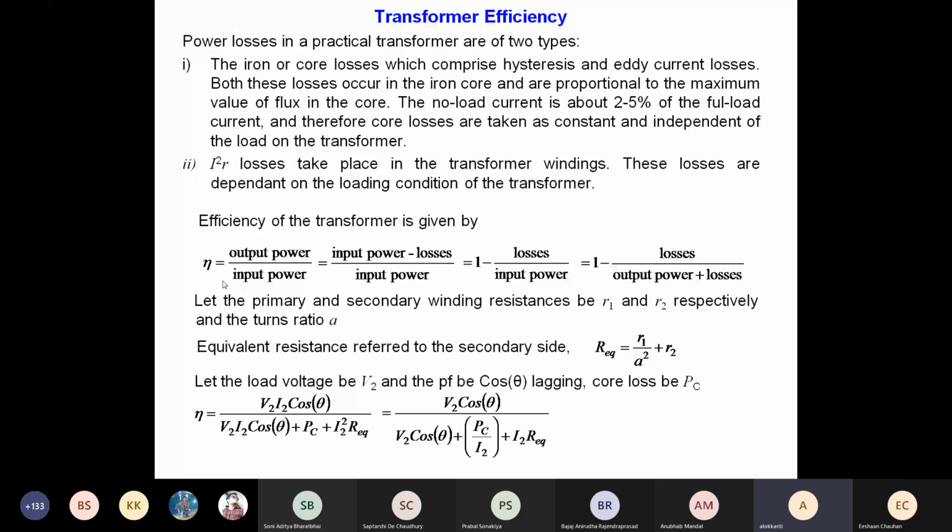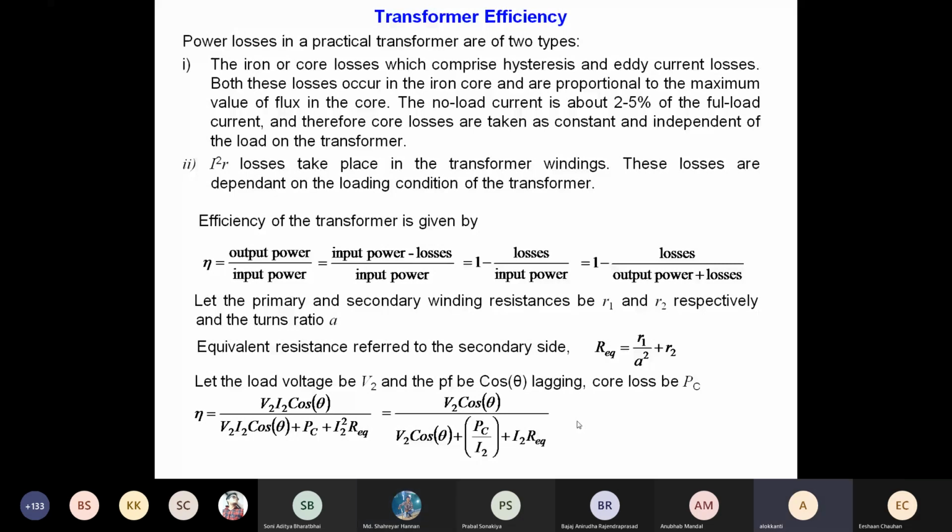So when we were talking of efficiency, what is our desired objective? To maximize the efficiency. Now can you tell, in this efficiency expression, which one is constant and which one is variable? Core loss is constant. V2 is variable. I2 is variable. Any other answer?